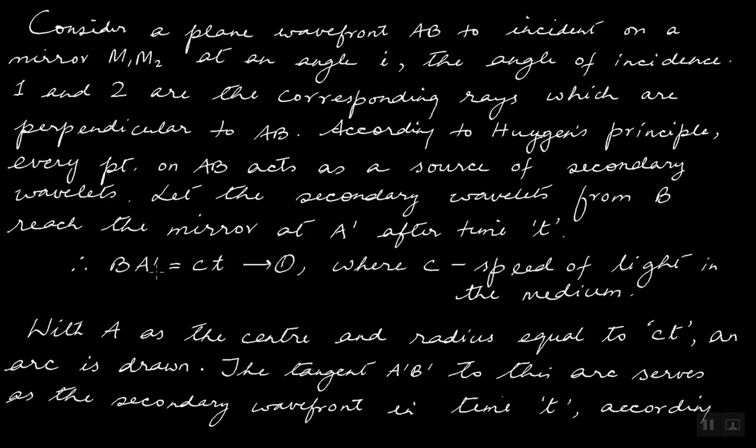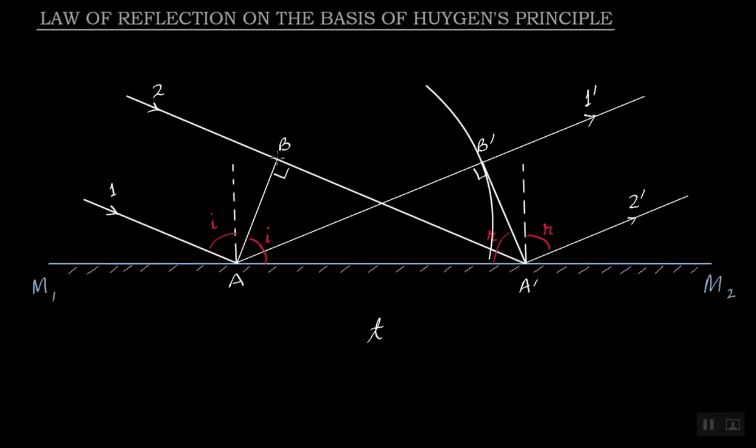So therefore BA dash is equal to CT. We know that distance is speed into time, where c is the speed of light in the medium. Okay, so that is what I explained to you. The secondary wavelets from this point B travel and reach the mirror at A dash after time t. So therefore this distance BA dash is equal to CT.